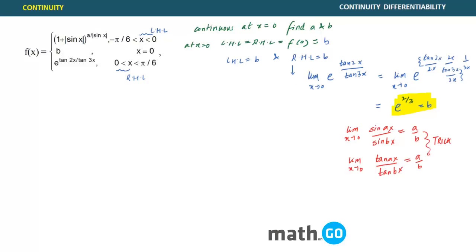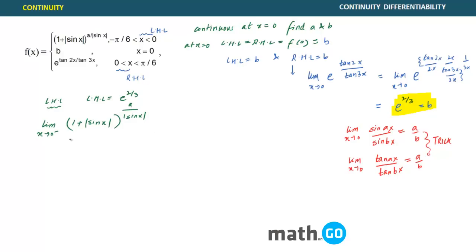This is the trick. Okay. Now coming to the part of the LHL, we still have to solve the LHL component. So LHL now has a in it, and that is the reason we need to find it. We know now that LHL should be equal to b, which we have already got as e raised to the power 2 by 3. What will be the value of LHL? LHL will become limit x approaching 0 minus, 1 plus mod sin x, and this is what you will write, raised to the power a by mod sin x.